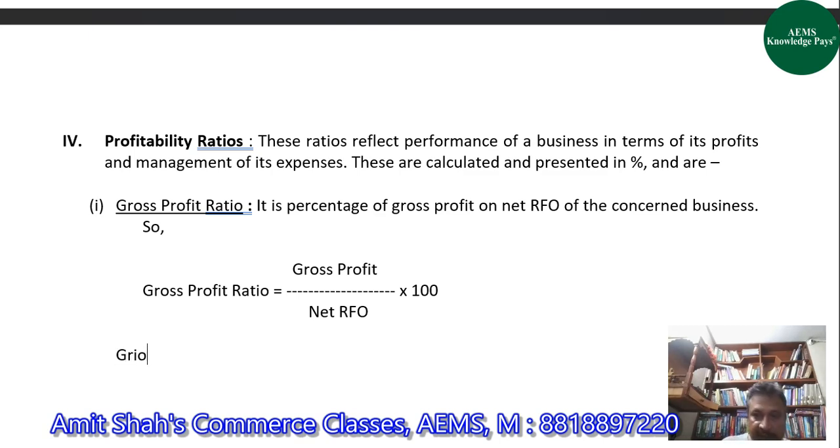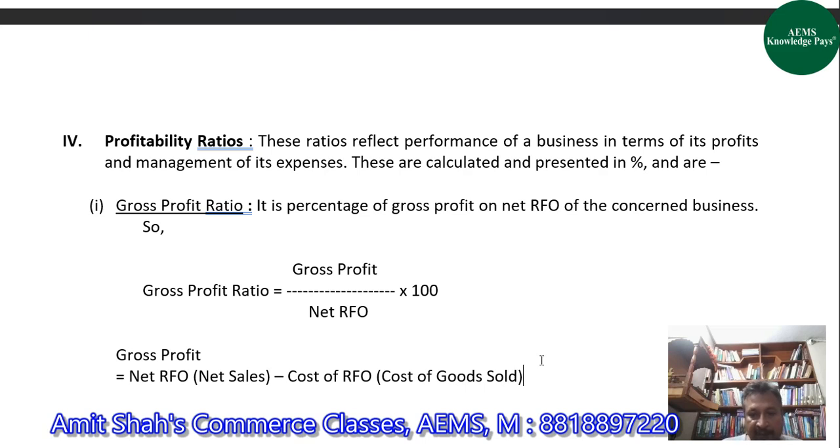Right, guys? Now, how to calculate gross profit is net RFO, means net sales minus cost of RFO, that is cost of goods sold. And how do we calculate cost of goods sold? That I have already explained you under inventory turnover ratio. Do not forget this, guys.